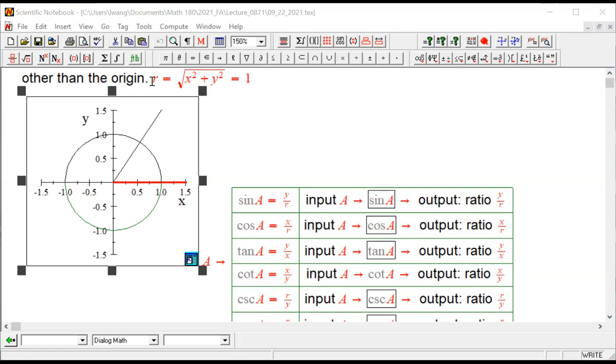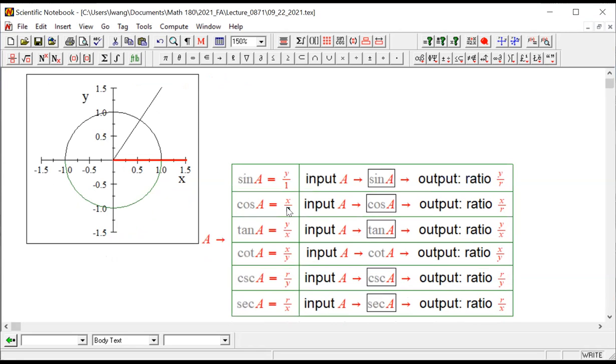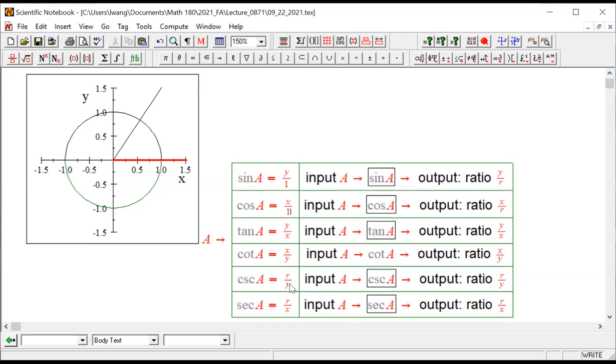With the radius equal to 1, what happens? All the formulas will be simplified. So this becomes 1, this becomes 1, this becomes 1, and this becomes 1. You guys see that? Simplified.